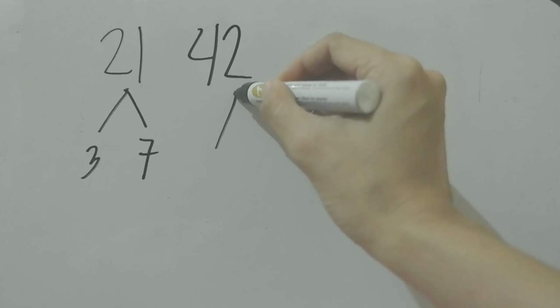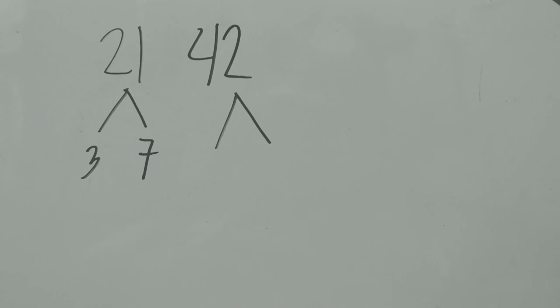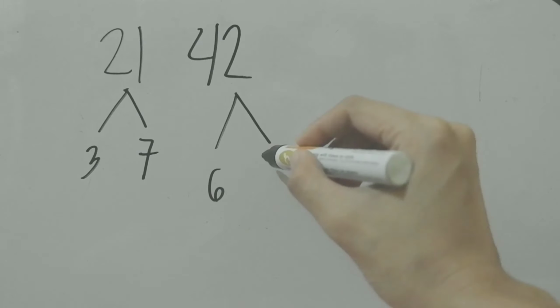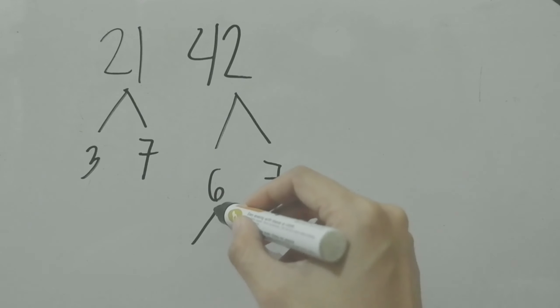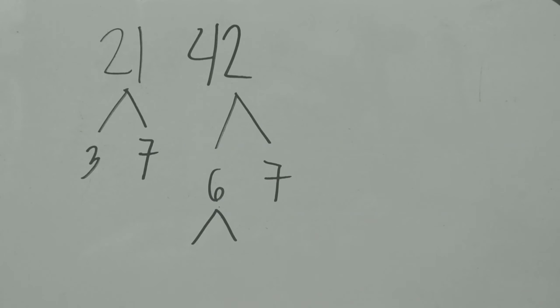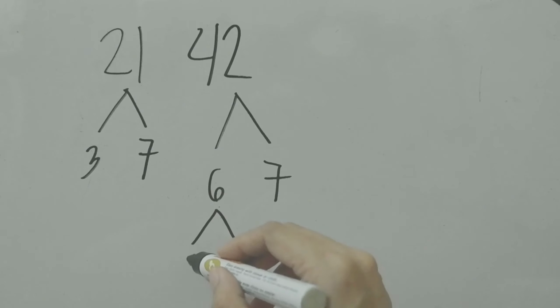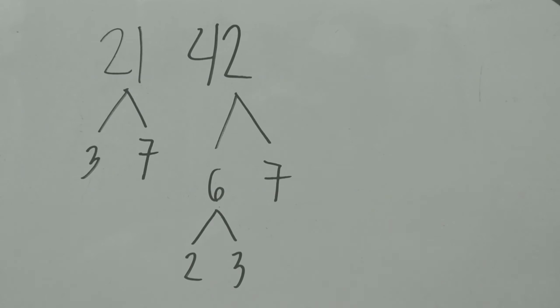Next is 42. So we have 6 and 7 because 6 times 7 equals 42. We all know that 7 is already a prime number, but 6 is still a composite, so we're still going to factor 6. So 6 is 2 times 3, and 2 and 3 are already prime numbers, so we're going to stop with it.